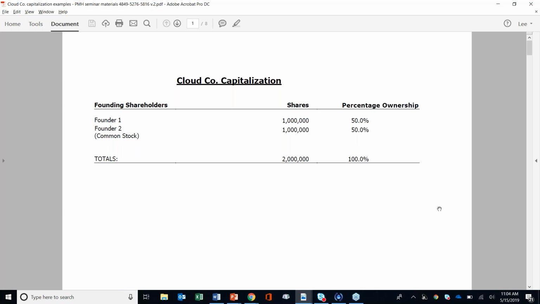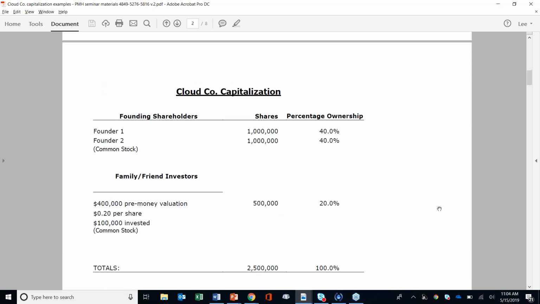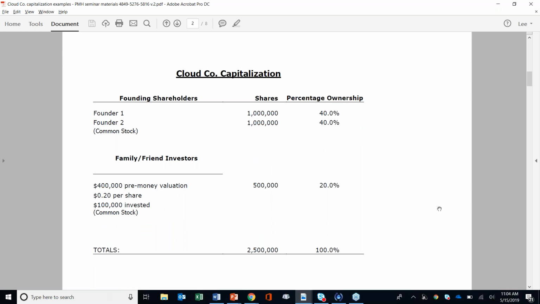After that, in a not unusual situation, the founders are seeking a little bit of money to get off the ground and get started. And in this example, you'll see that they found some money from a group of family and friends who are investors. It was agreed upon with them that the current value of the company is $400,000, and that drives the price that those investors would pay per share if they invest $100,000.